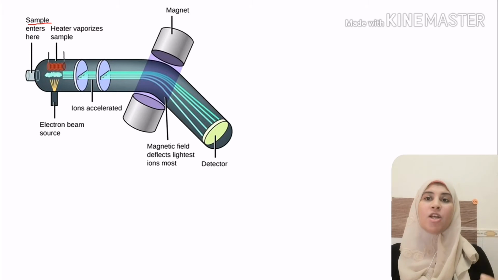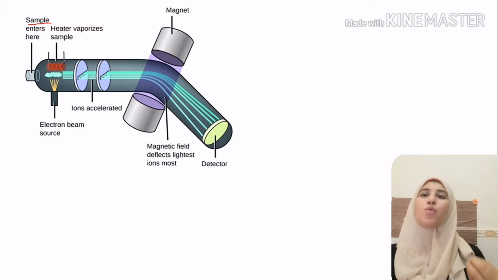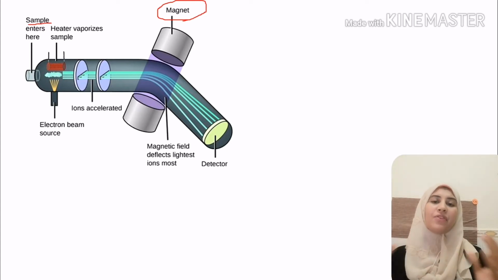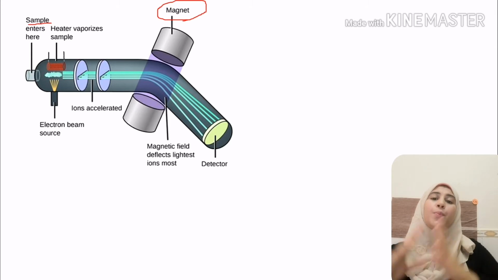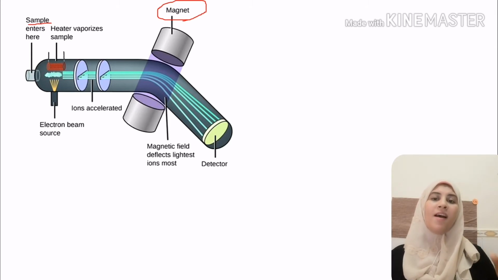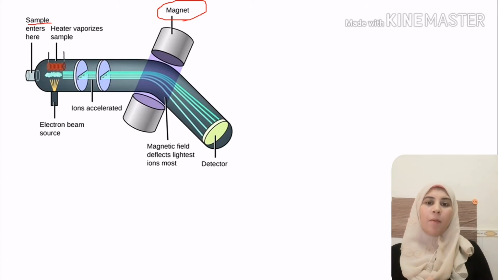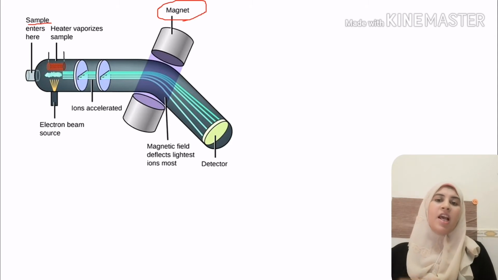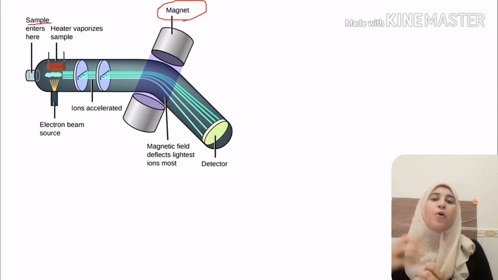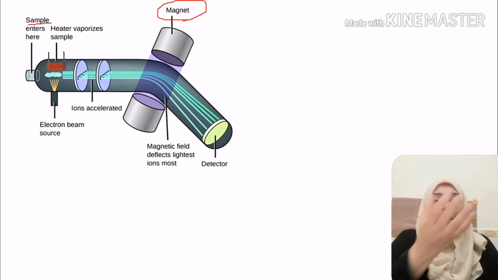By making ionization, the ions start to move inside our mass spectrometer till we reach the magnet. Inside the magnet, the ions are deflected. We separate our ions according to their mass. For example, if I have three twins, three shapes of my ion or my element, each one of them is different in its mass.